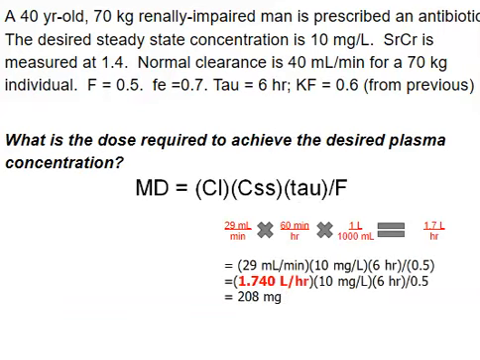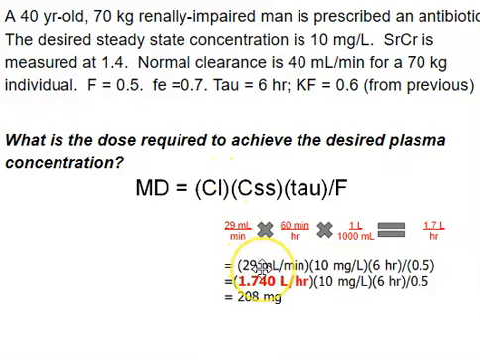How about a 40-year-old, 70-kilogram patient, same as before? Now we want to expand this and say, what's the dose that's required to achieve the desired plasma concentration? Earlier we said that the desired steady-state concentration is going to be 10 milligrams per liter. So let's plug into this formula. What I did here was convert using unit analysis so that all the units can cancel out and match up.